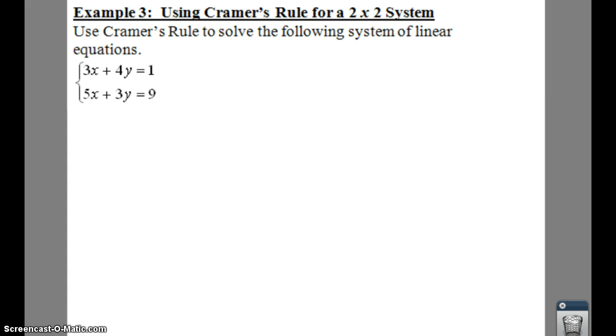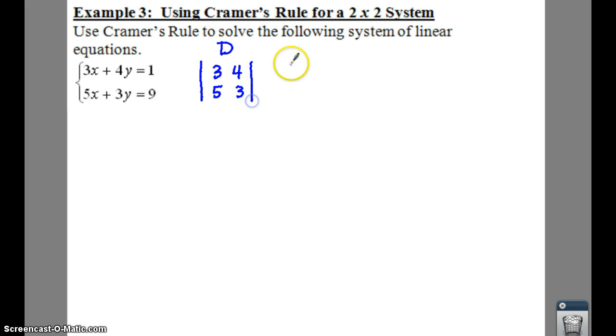So what we need to do is find three different matrices here. D is just your coefficients here: 3, 5, 4, and 3.